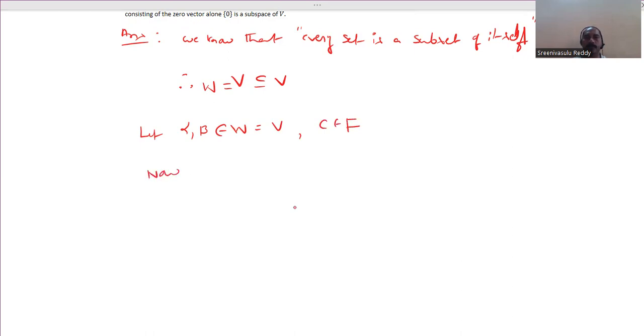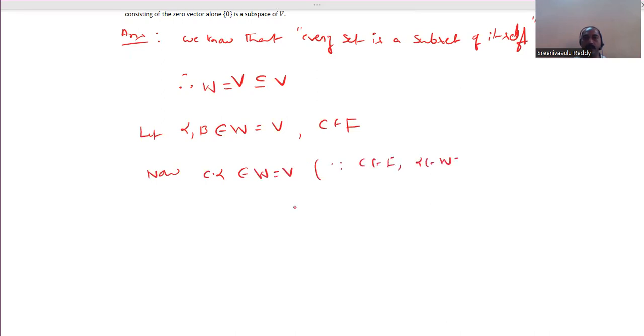Now alpha, beta are in W. The previous theorem says that W is a subspace if and only if C alpha plus beta is also in W. Now we want to show that C alpha plus beta is in W. What about C alpha? Alpha is in V, and W is nothing but V. V is already a vector space, therefore it satisfies scalar multiplication. It is in W since C is in F and alpha is in W.